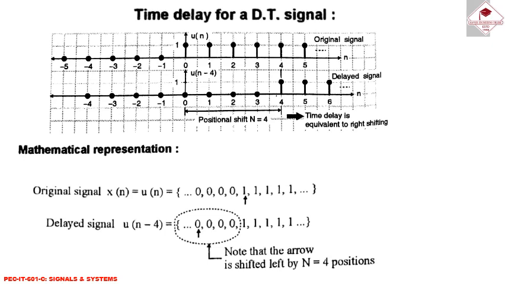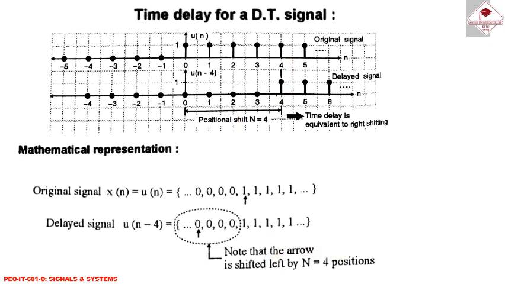Next, time delay for a discrete domain signal. In the case of time delay of a discrete domain signal, u[n] is the original signal. Now if I shift it by minus 4, on the right side it is going to be shifted by 4 positions, position number 1, 2, 3. The signal at position 0, which is 1, is shifted to position number 4, and this value is denoted like this. This is the graphical representation, and in terms of mathematics this can be represented like this.